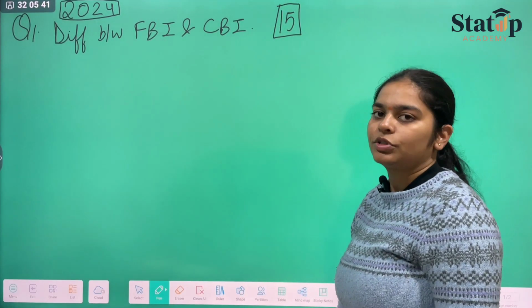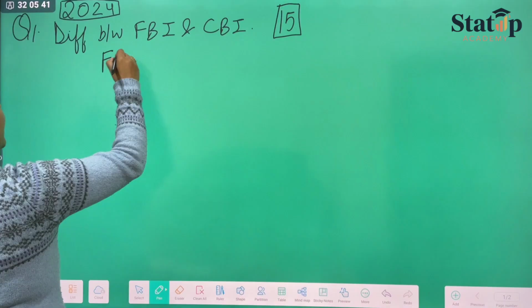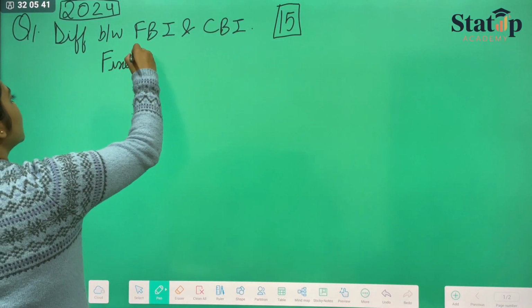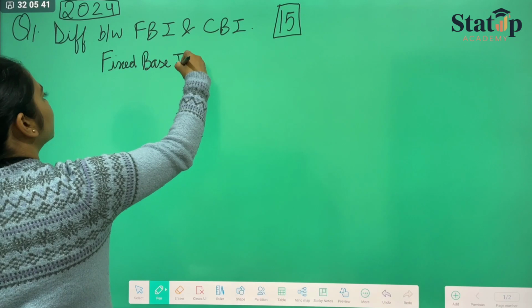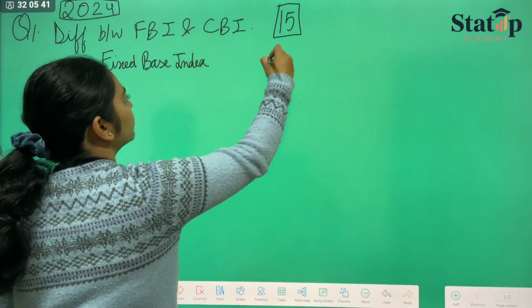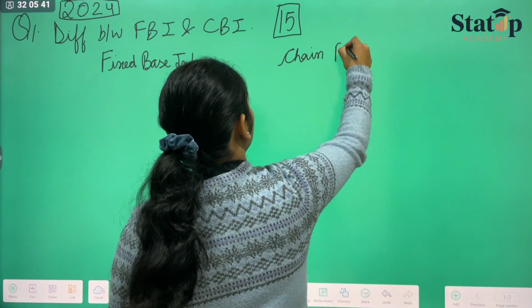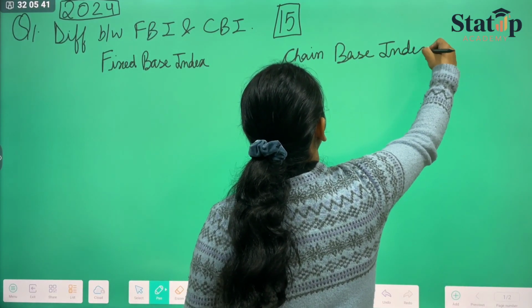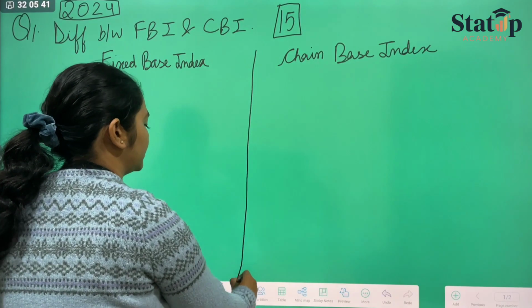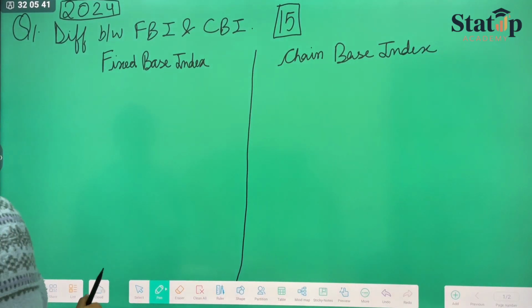Okay, so first of all, we'll differentiate between fixed base index number and chain base index number. This we have done previously as well. I'm writing one or two differences. Rest you can do from that previous lecture video. If you have not seen it, I would recommend you to rewatch it.